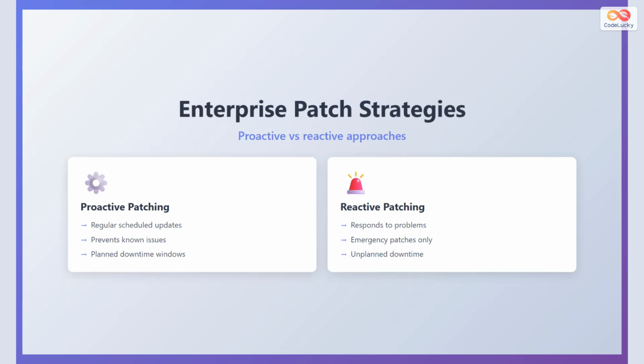Organizations typically choose between two fundamental approaches to patching. Proactive patching means establishing regular scheduled updates before problems occur. This prevents known issues from becoming widespread, allows planned downtime windows, and ultimately reduces operational disruptions. Reactive patching only responds when problems arise, treating it as emergency repairs. While reactive patching may seem cost-effective initially, it causes unplanned downtime and creates security risks. Most security experts recommend proactive patching because it prevents vulnerabilities from being exploited and keeps systems stable and predictable.